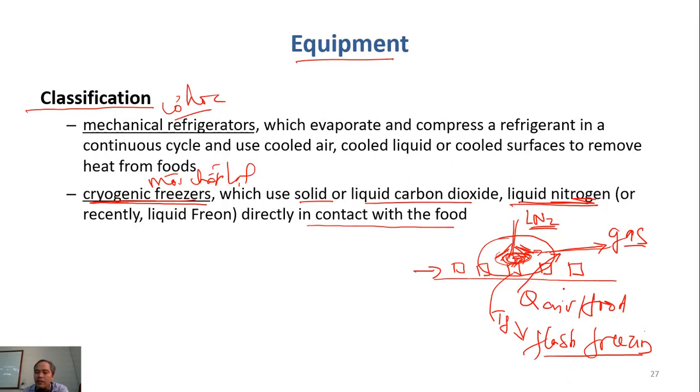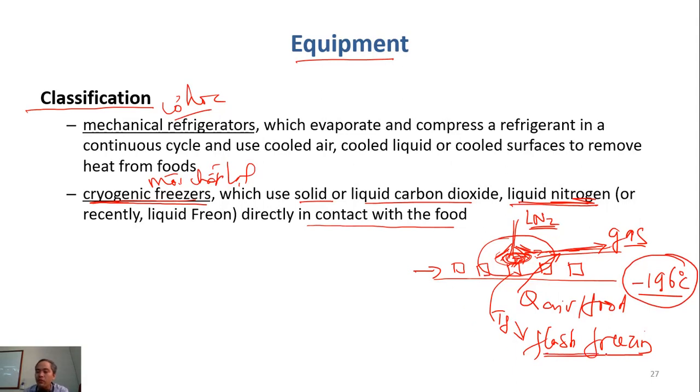And the boiling point of liquid nitrogen at atmospheric pressure is minus 196 degrees C. What does that mean? It means that when it boils, when it evaporates, it generates this very low temperature.